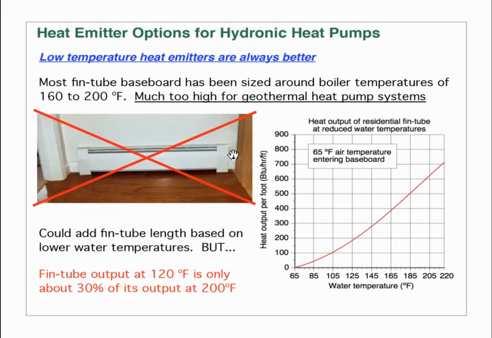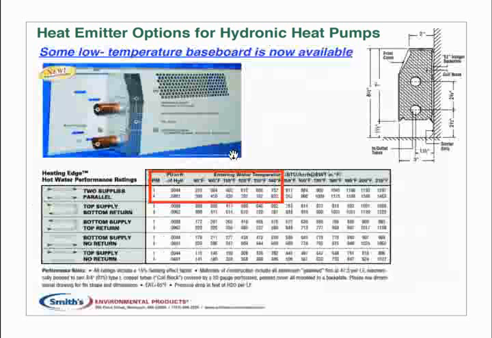Here's a relatively new product in North America. I put it in just to show you that times are changing and products are evolving. This is a very large thin tube baseboard. It's actually made in the UK, but it's available in the US, Smith Environmental Products. To take a look at some of those output ratings, these are roughly about 3 times the output of standard residential thin tube at the same water temperature. So if you want the combination of baseboard along with a heat pump, this is a product that you could take a look at.